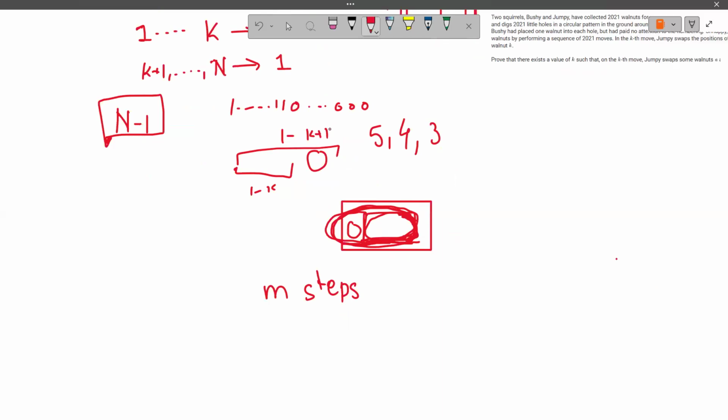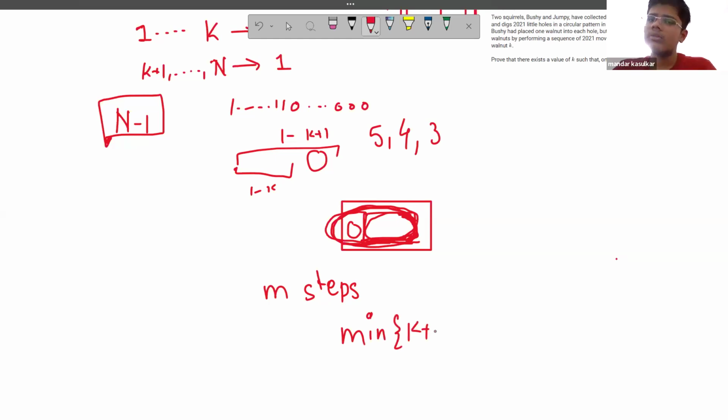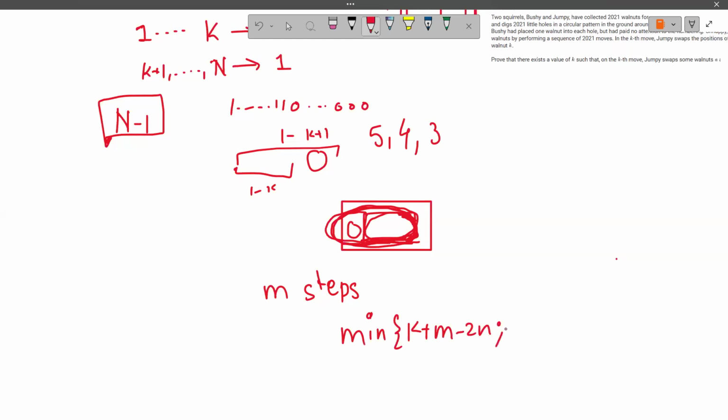For some m and n, we can show that after m steps the n plus first zero will be at the position of minimum k plus m minus 2n, k plus k plus m minus 2n, and comma.